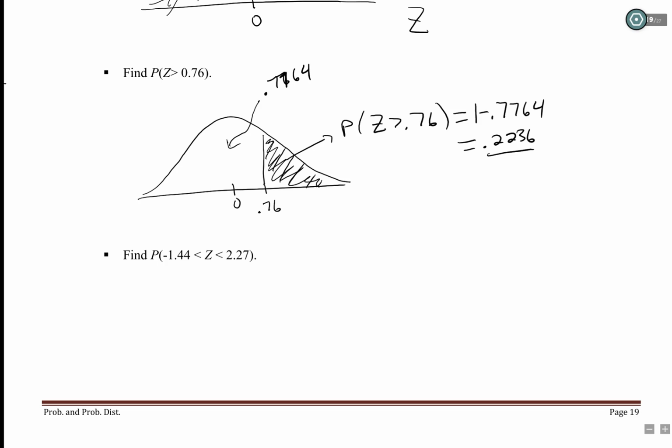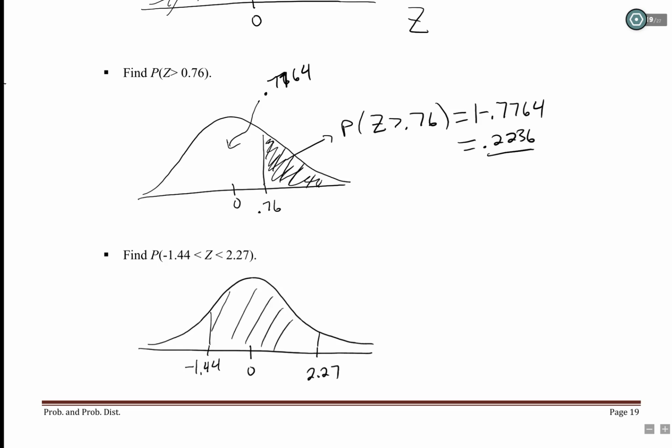All right. Probability that z is between negative 1.44 and 2.27. That's the area under the curve that I want, area under the bell curve. Now, again, the table does not give me this kind of area directly. It just gives me left areas. But I can couch this problem in terms of the difference of two left areas.